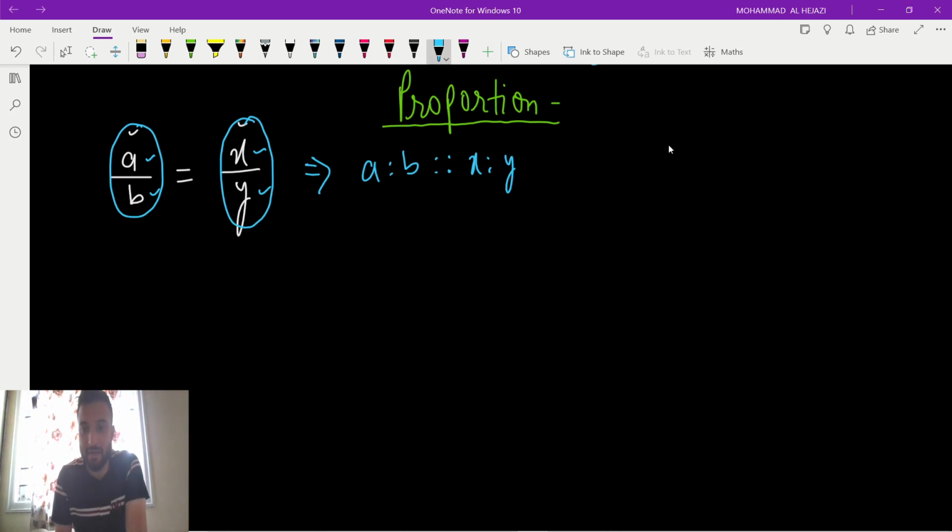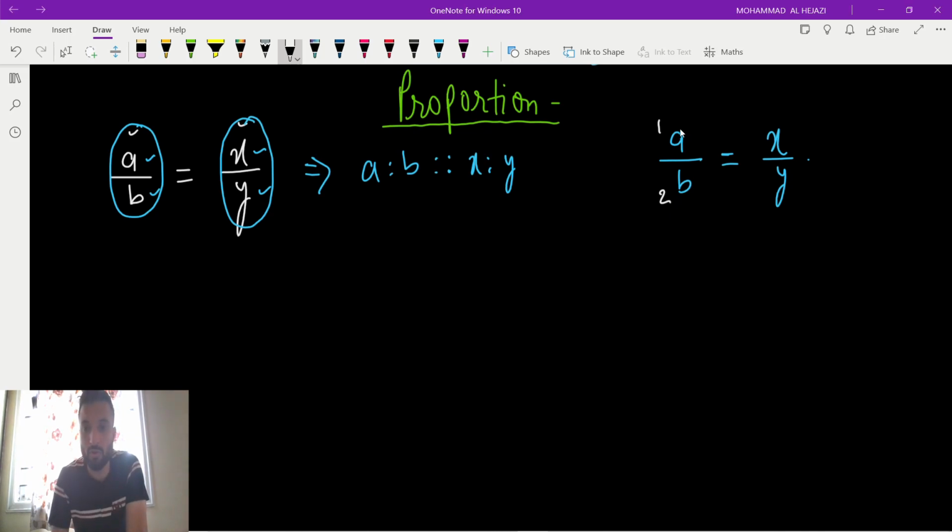See, if I write like this, a by b equals x by y. See, this is a math. Starting morning we have to study about the x. We are like, good morning x.